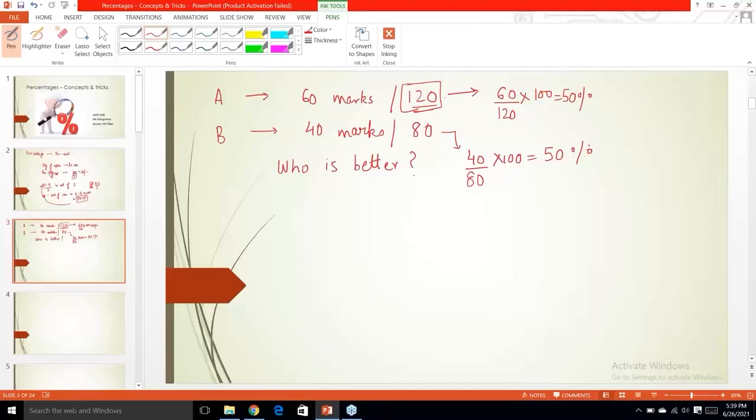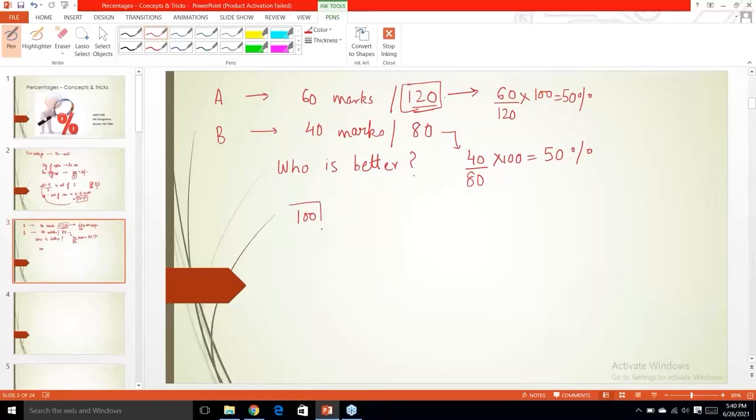Why? Because we have taken the base as something common, which is 100, and tried to evaluate the performance of both A and B with respect to that benchmark. And that's the basic use of a percentage. Why do we call it percent? Because we just want to take 100. 100 is a very good number. Things can be easily divided by 100.